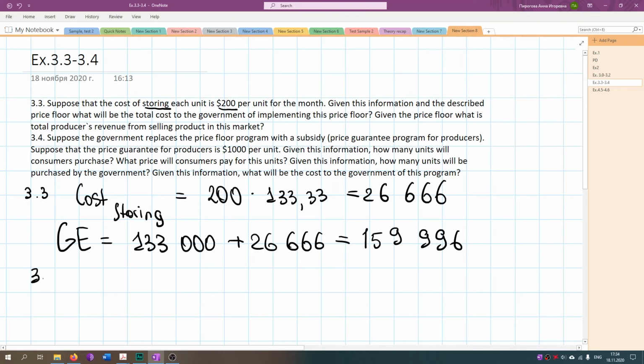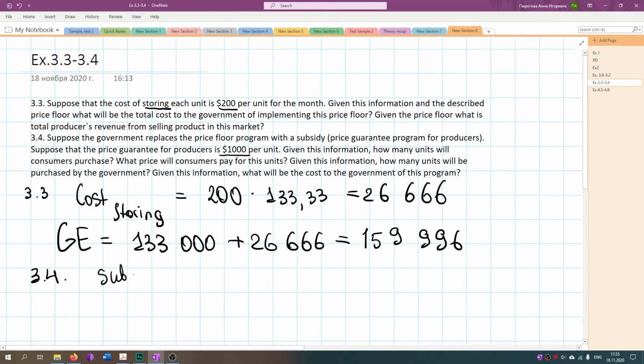So let's consider the case 3.4. So government decided to replace the price floor with a subsidy, and it guarantees the producers $1,000 per unit. And we need to find how many units will consumer purchase, what price will consumer pay for these units, and how many units will be purchased, and also the cost to the government of this program.